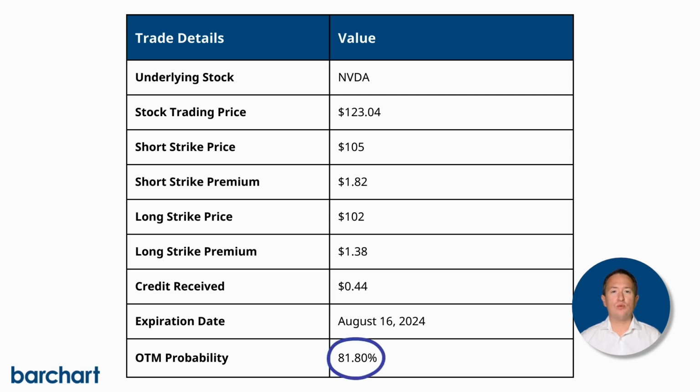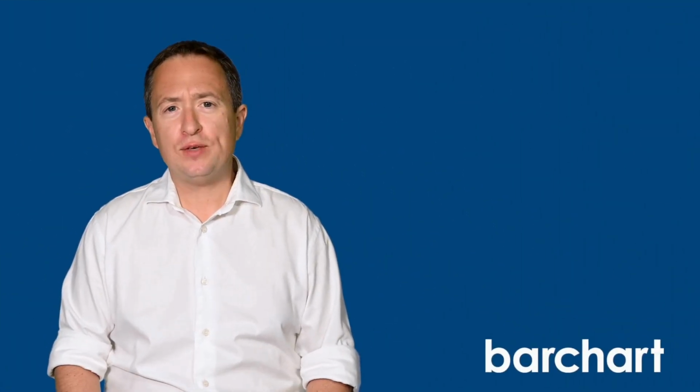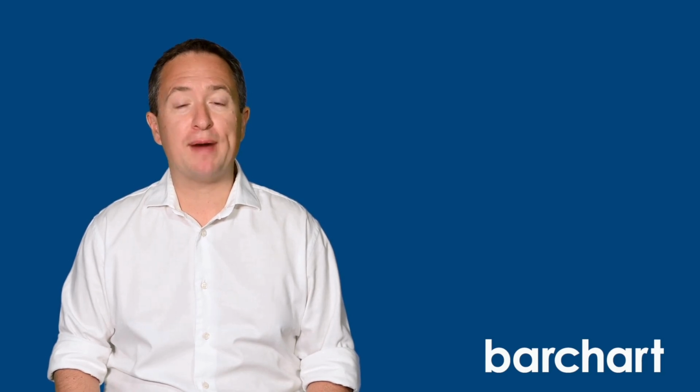And there's an 81.8% chance that the short put will expire out of the money. In other words, there's an 81.8% chance that you'll experience a maximum profit condition with this trade example. Now let's see what happens if this bull put expires in or out of the money.